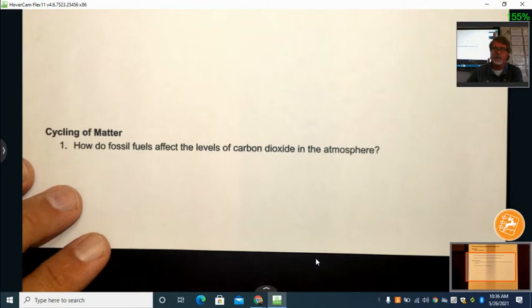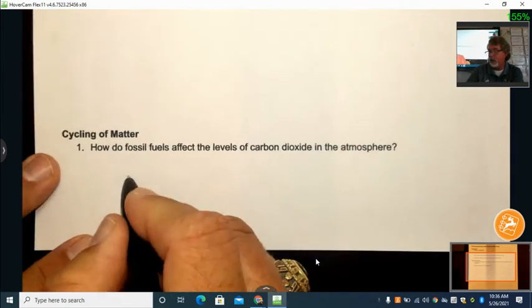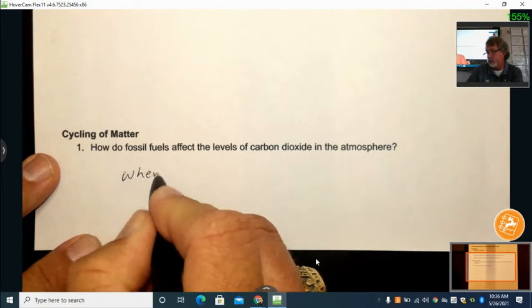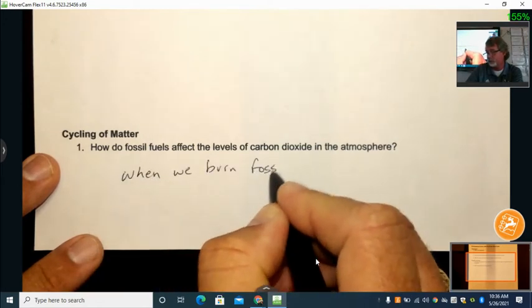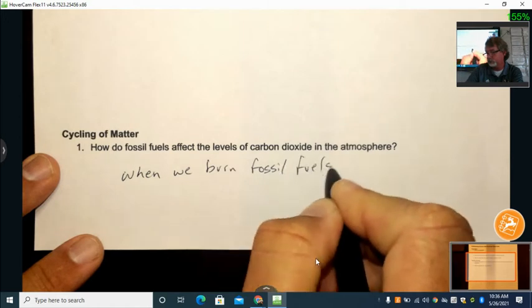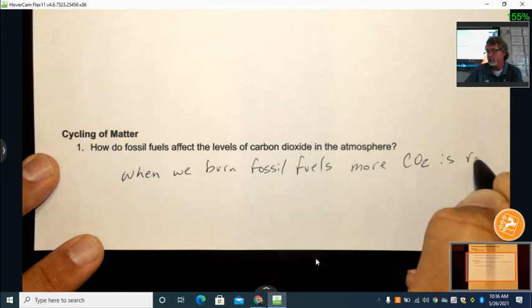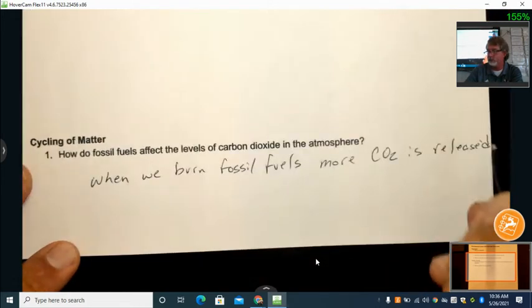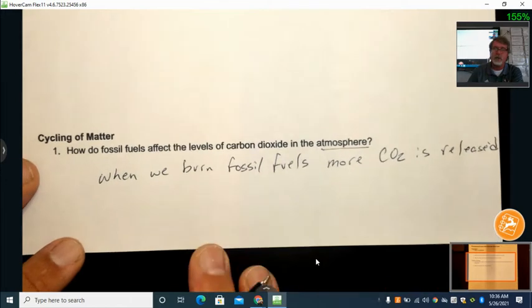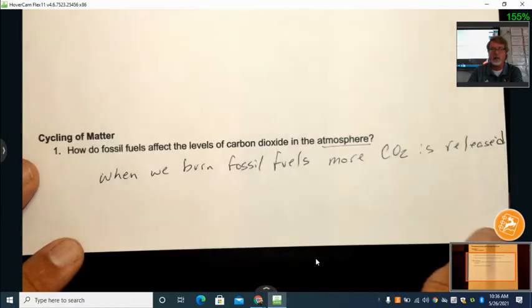Cycling of matter. Okay, so how do fossil fuels affect the levels of carbon dioxide in the atmosphere? When we burn fossil fuels, more carbon dioxide is released. All right, and so, of course, if you release more of it, then that's going to increase the greenhouse gases and possibly the greenhouse effect. Okay? All right, good deal.